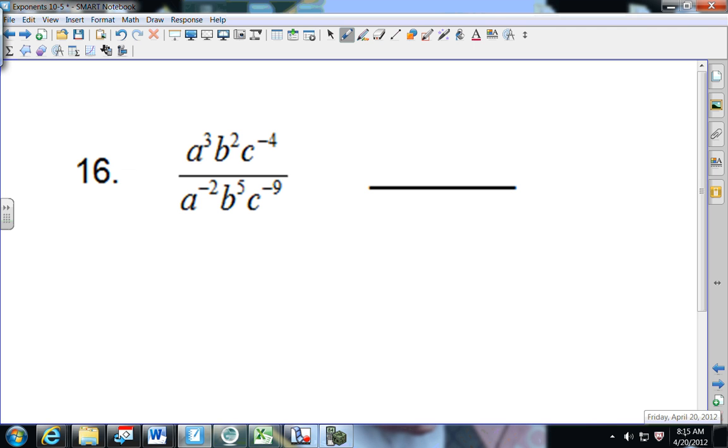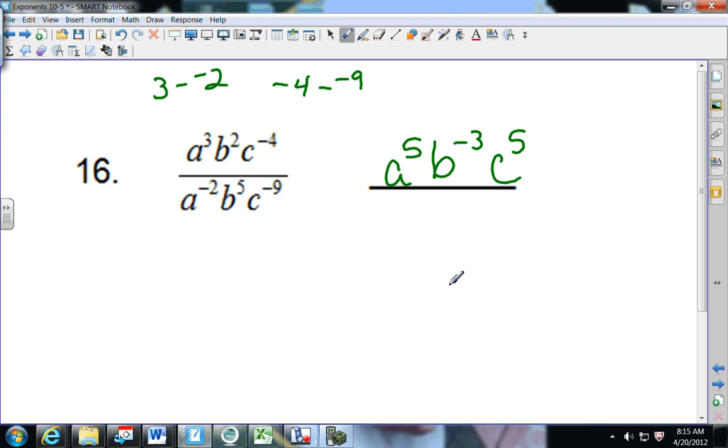16, be careful here. There are a's in both of them. 3 minus -2, you get a to the 5th power. B, 2 minus 5 is -3. -4 minus -9 is c to the positive 5. If you rewrote this with all positive exponents, a to the 5th, c to the 5th stay up top. Move the b to the bottom and it's b to the 3rd, sorry.